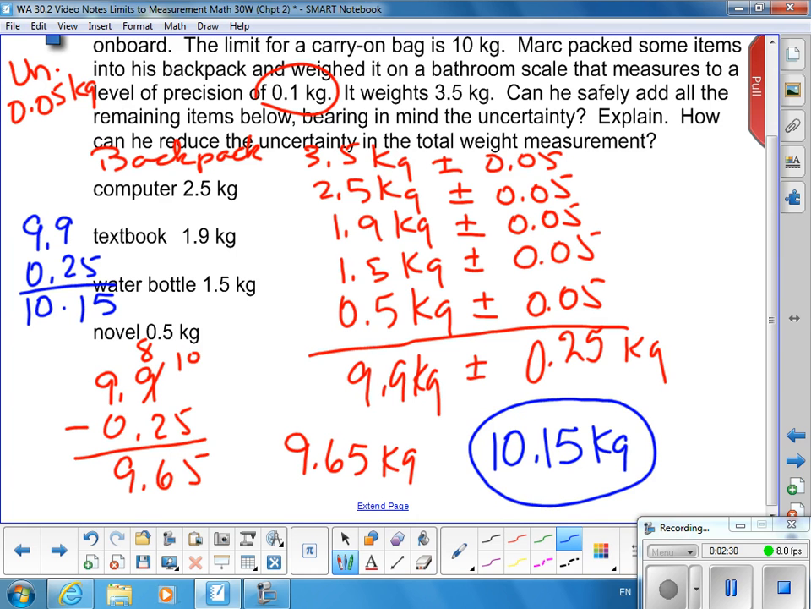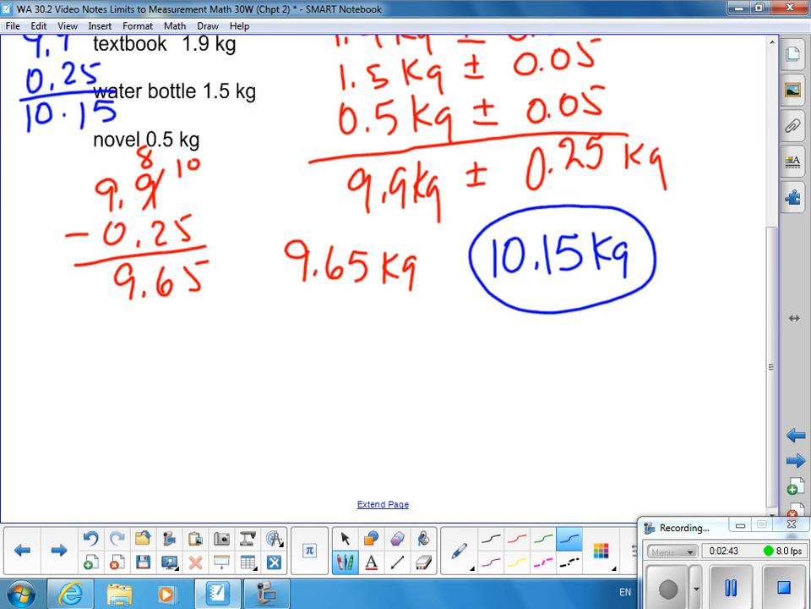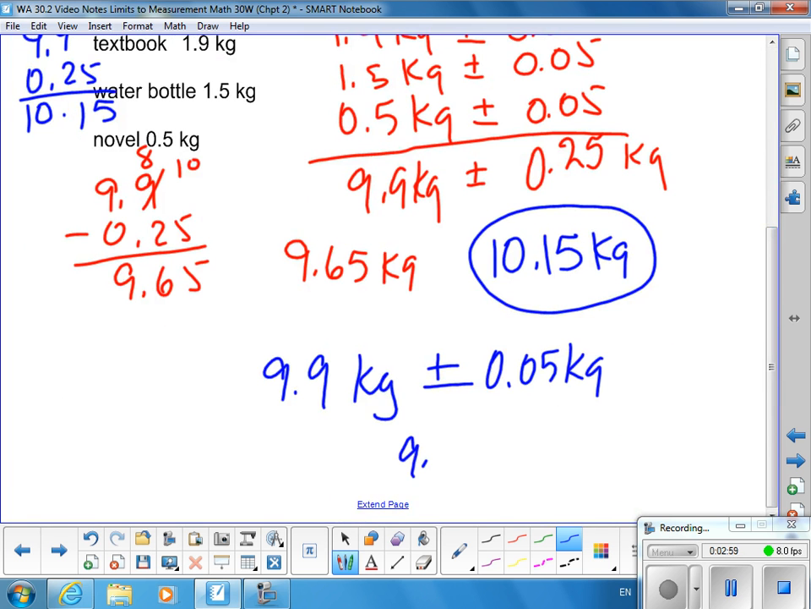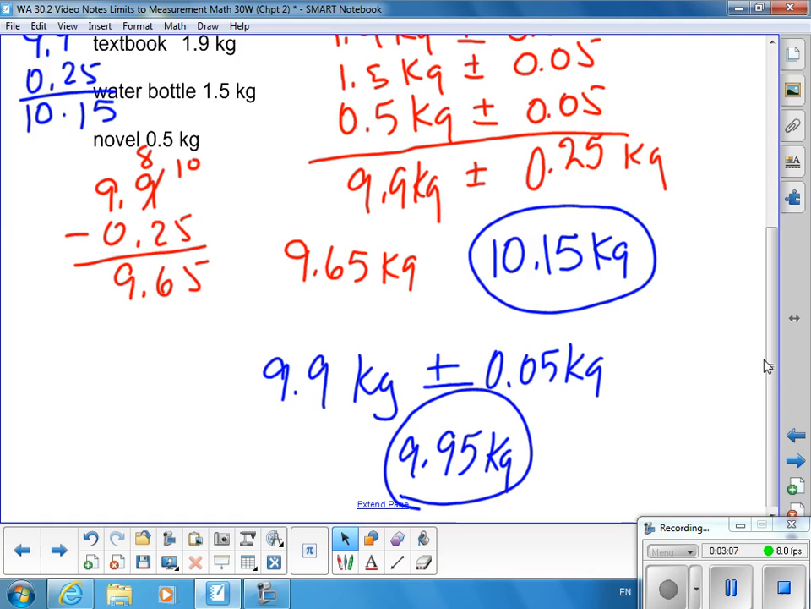Well, if we put everything into the backpack first and then measured it once, then you would only have one level of uncertainty. So if you put everything in the backpack first, then your weight would be 9.9 kilograms, and you would be plus or minus just the one level of uncertainty because you only measured once, and the uncertainty would be 0.05 kilograms. The most your backpack would weigh would be 9.95 kilograms and would be fine for the limit of the airline.